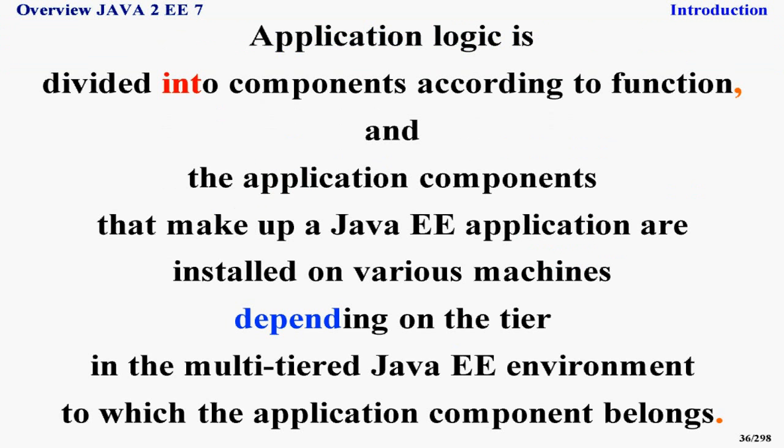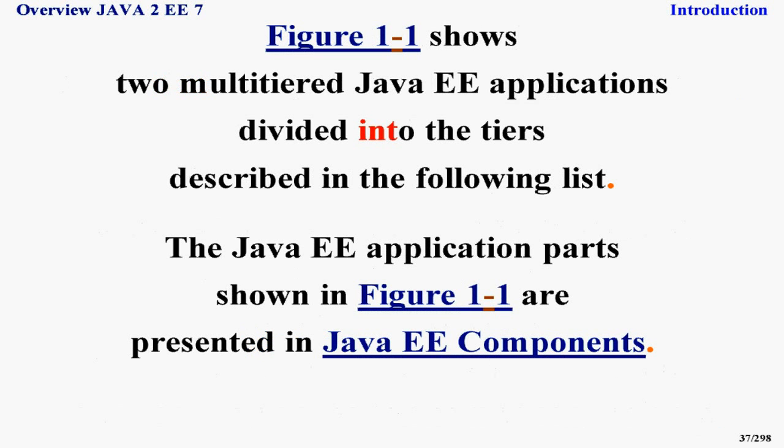Application logic is divided into components according to function, and the application components that make up a Java EE application are installed on various machines depending on the tier in the multi-tiered Java EE environment to which the application component belongs. Figure 1-1 shows two multi-tiered Java EE applications divided into the tiers described in the following list. The Java EE application parts shown in Figure 1-1 are presented in Java EE components.